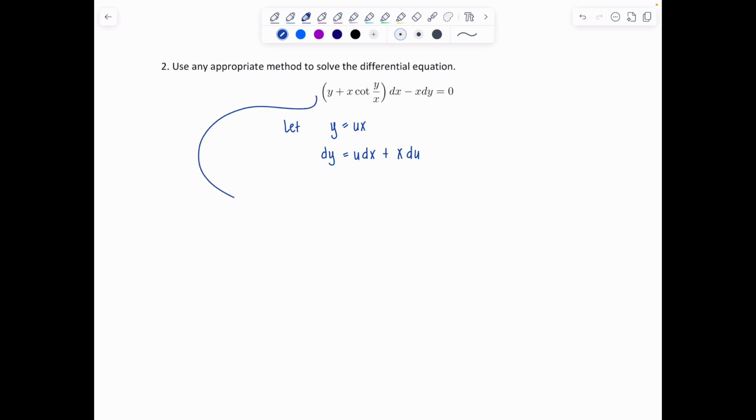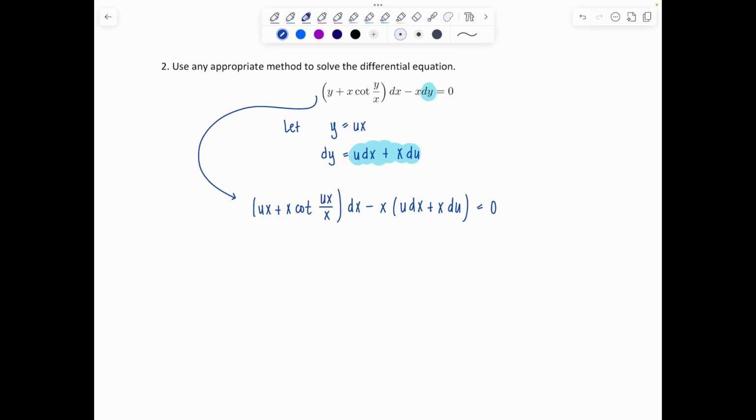So here we go. y is ux, plus x times cotangent of y over x, which is ux over x, dx minus x, and then now this dy is all of this, so u dx plus x du, and that is 0.